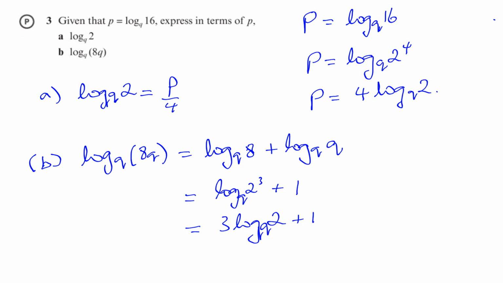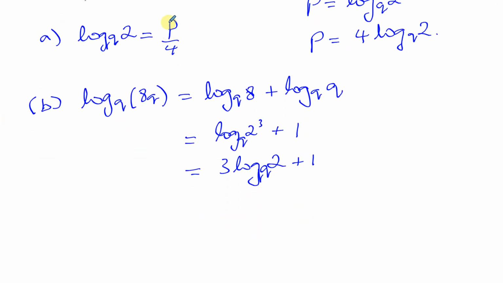And I already know what log to the base q of 2 is in terms of p. It's p over 4. So I can change this for p over 4. So I have 3p over 4 plus 1. Okay, so there's that question done.